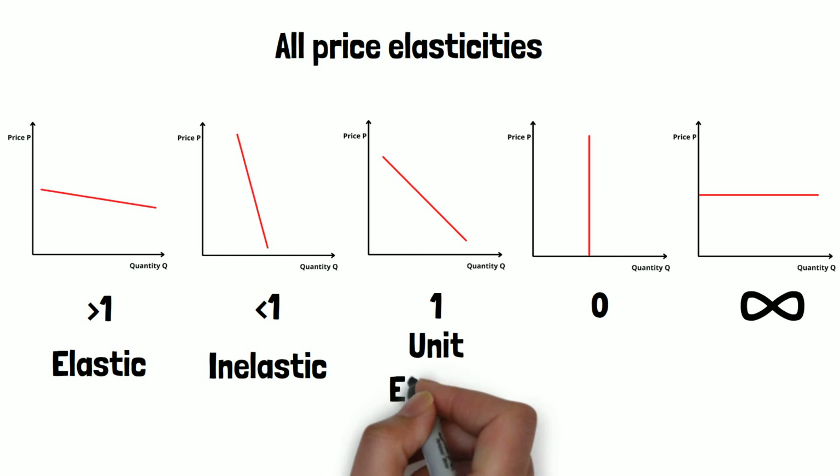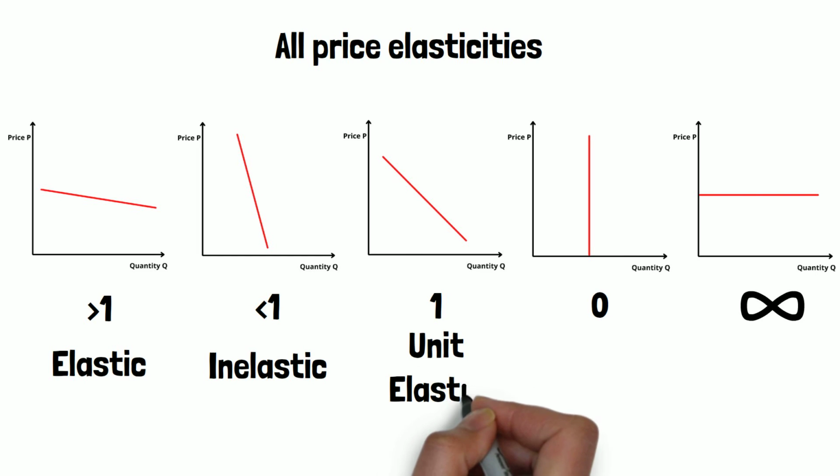A unit price elasticity of demand means an absolute value of exactly 1. When the price increases with 10%, this causes a decrease in demand of 10%. This results in an elasticity of demand coefficient of exactly 1.